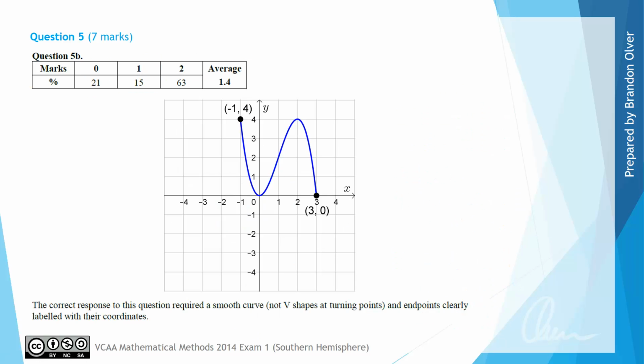From the examiner's report, we can see that 63% of students got this answer correct, so it was reasonably well done. And the report goes on to say that correct responses to this question required a smooth curve rather than sharp V shapes at the turning points. The endpoints also needed to be clearly labelled with their coordinates as well for full marks.